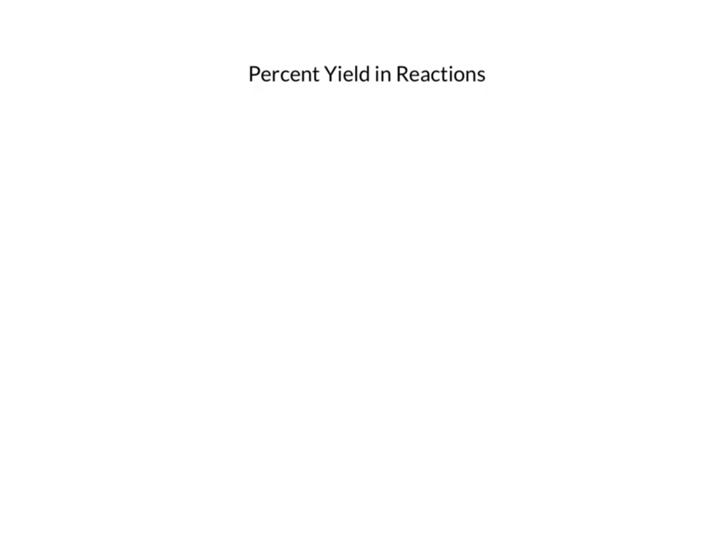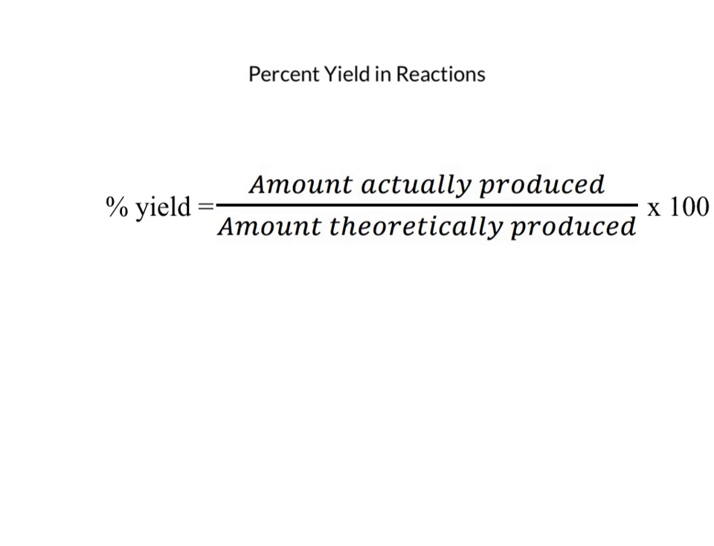Percent yield is calculated the following way. Percent yield is equal to the amount that you actually produced divided by the amount you theoretically should have produced times 100. When we say the amount actually produced, what we mean is the amount produced experimentally. And when we say the amount theoretically produced, this is what stoichiometry tells us. Stoichiometry is the theoretically produced amount. So by taking the amount that we experimentally produced and dividing by the amount that stoichiometry tells us we should have been able to produce and then multiplying by 100, we can find the percent yield for the experiment.